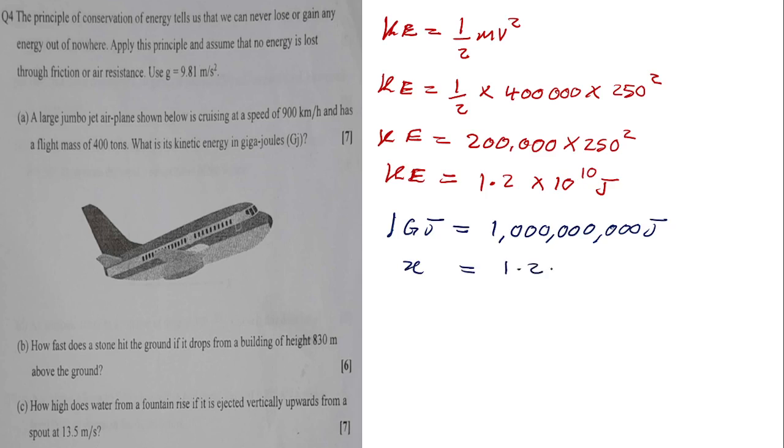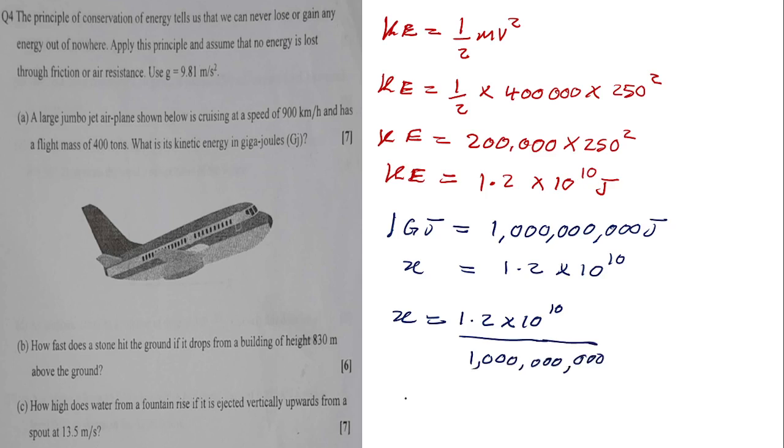And then what we have there is x is simply equal to 1.2 times 10 to the power 10. So when you cross multiply, x will simply be equal to 1.2 times 10 to the power 10 over 1,000,000,000, so 9 zeros. So x will simply be equal to the same answer which you had on your calculator, you're going to divide it throughout by that guy, which is 10 to the power 9.